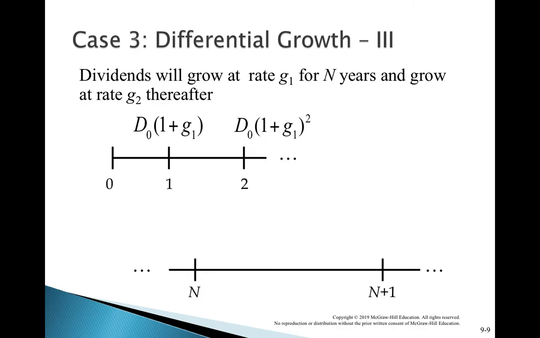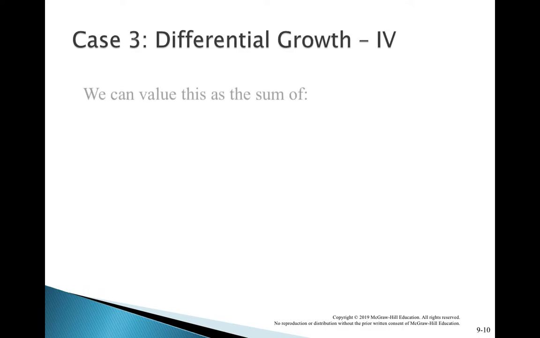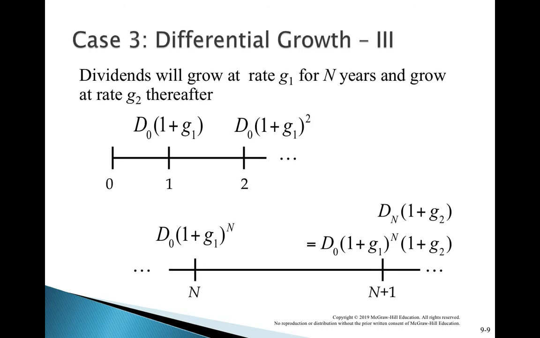So D0, D1, D2, like that up to Dn we will calculate. Then we will calculate Dn plus 1. After that, the first stage we will do: we will calculate the dividends up to that number of years and calculate the present value. Then we will go to the next dividend, forever, at the same D1 divided by R minus G, like case 2. Then we will add both of them.